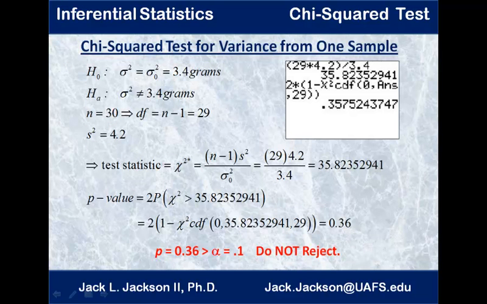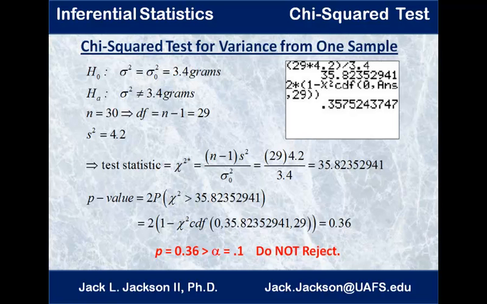Alright, so let's look at the p-value approach first. All the computations you need to do are seen in this calculator screenshot up here on the right. So the first part's what we had before. We need to find our test statistic, and that's n minus 1 s squared over sigma squared. That sigma squared is our hypothesized sigma squared, which is 3.4. S squared was given to be 4.2. And there are 29 degrees of freedom.